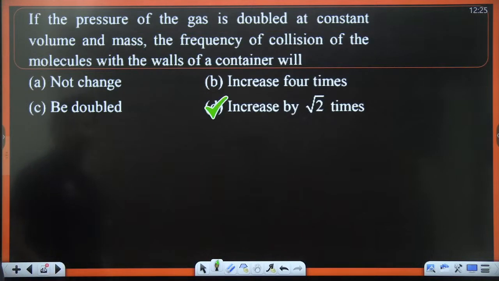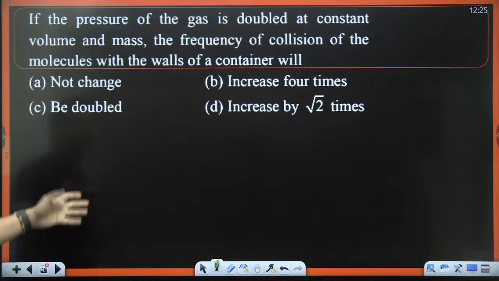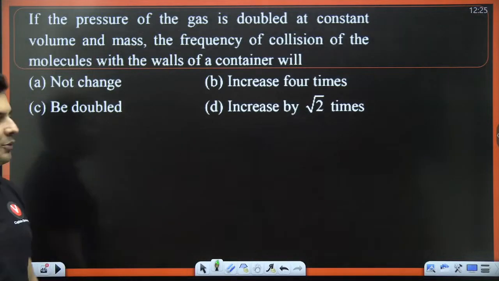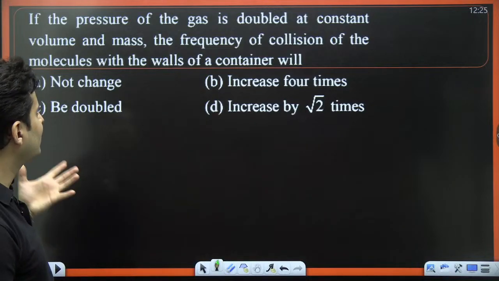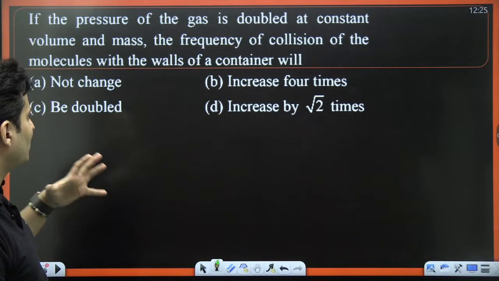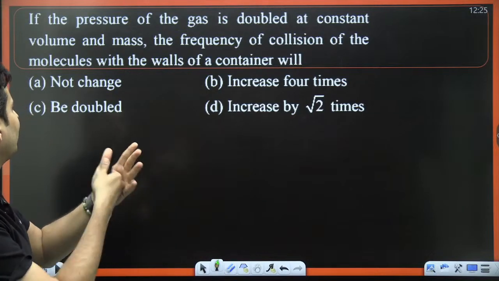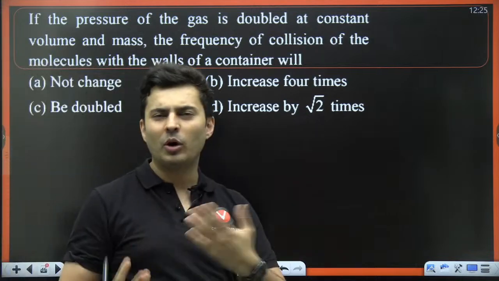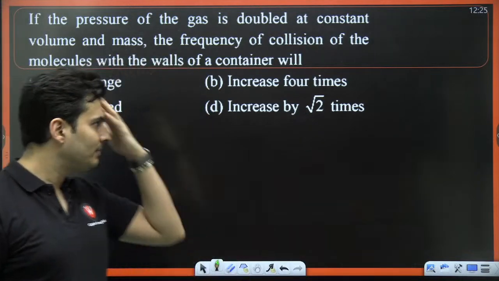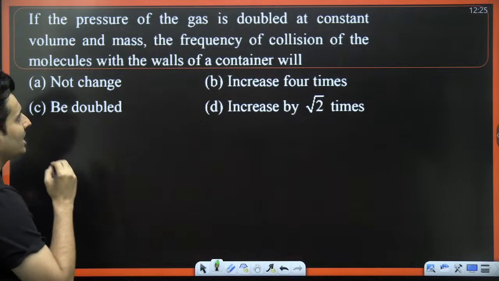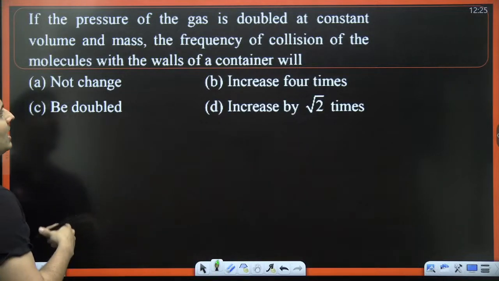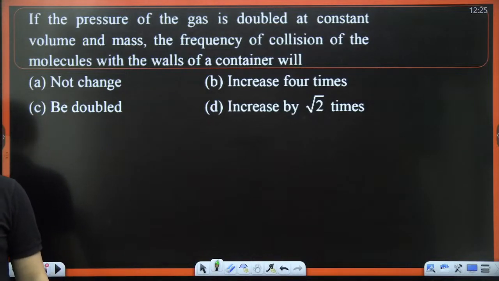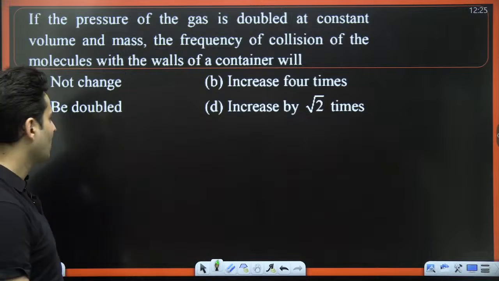Correct. Moving on to the next question coming up on your screen. I think I showed the answer by mistake, but still try to solve this and let's see how many of you can quickly get it. Pressure is doubled when volume and mass are constant. The frequency of the collision of the molecules with the walls will, what do you think will happen? Think about it.